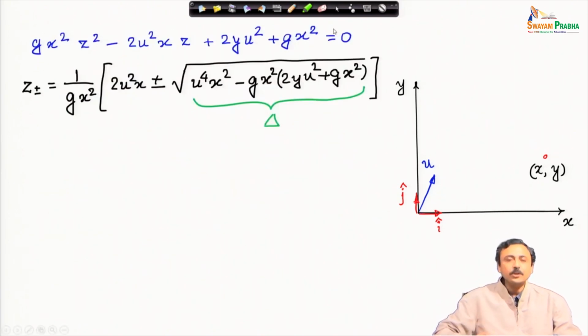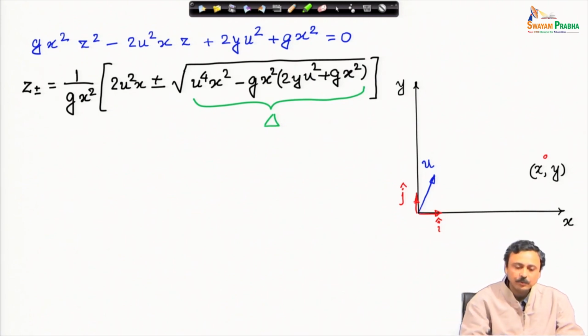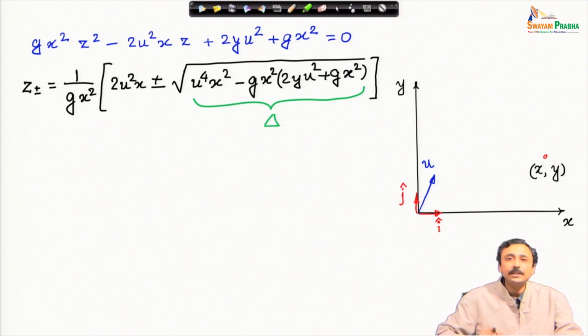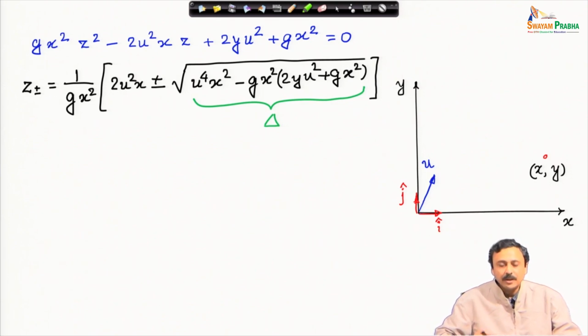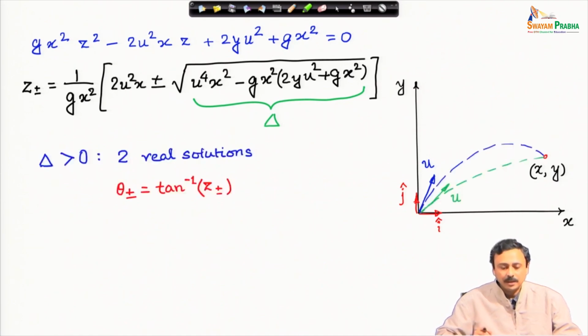Then this quadratic equation has a solution of this type. You know how to solve a quadratic equation. Now, here is the discriminant delta. Depending on the value of delta, you will have solutions, as you know. If delta is greater than 0, there are two real solutions, as I have shown you here. You can reach that x y by two paths, that means launching at two angles.